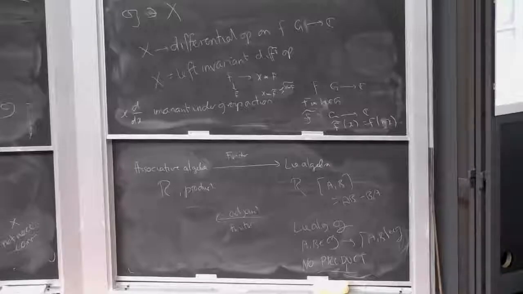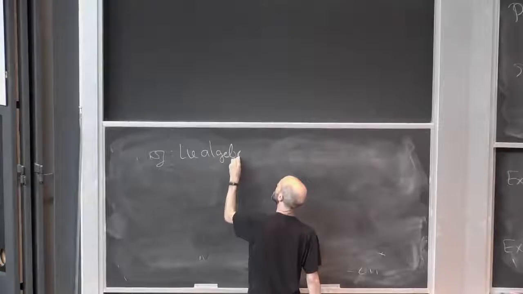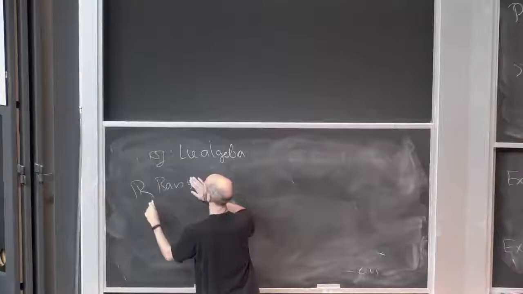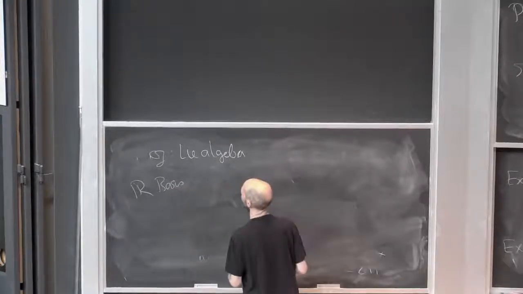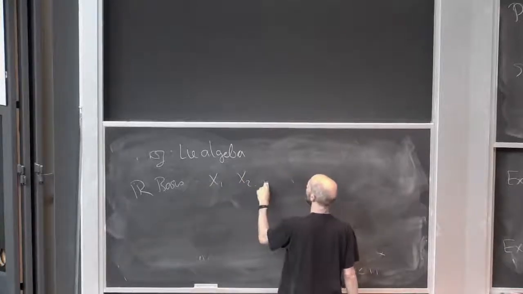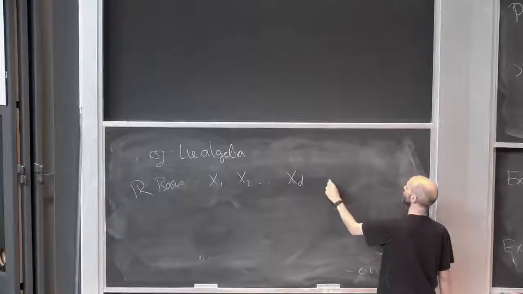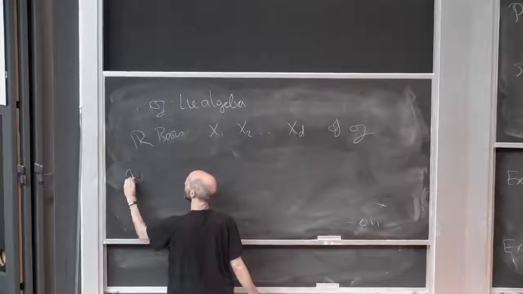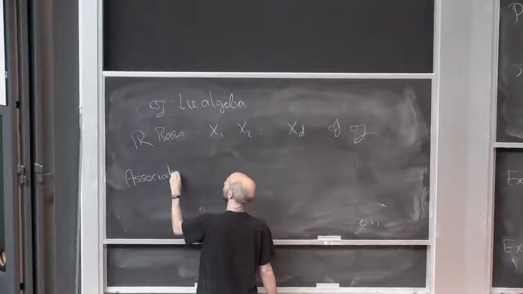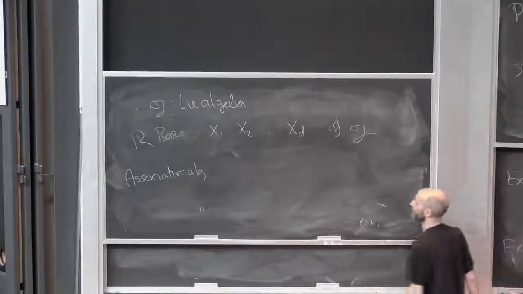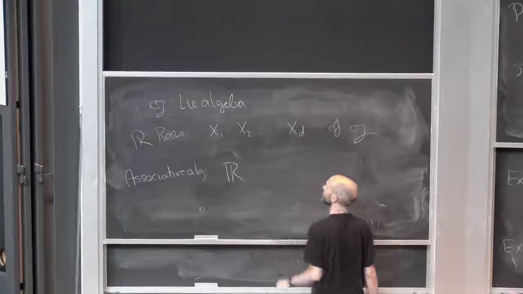So here's my Lie algebra G. Okay, let's have a basis. Let's have an R basis x1, x2, up to xd, for d the dimension of G. And now here's my associative algebra. An associative algebra has got a product and it's got a 1, so it would be nice to have a 1. So let's put in a copy of the reals.